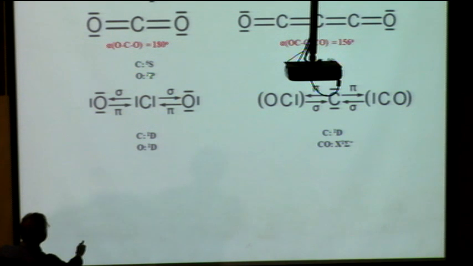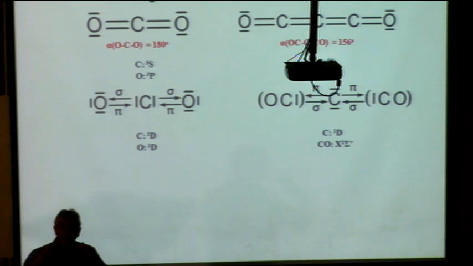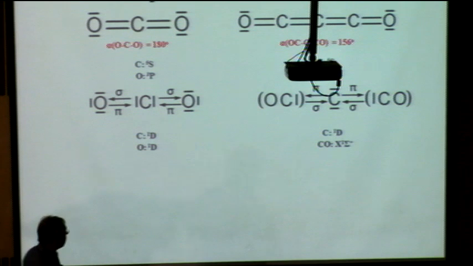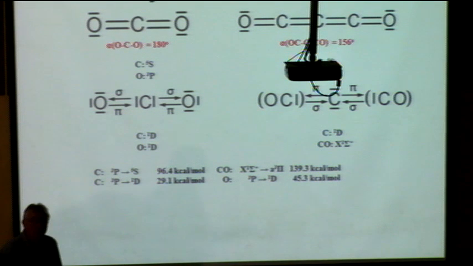So let's see how much energy we have to put in and how much energy we would get out from the bonding. And here are the values. In order to get the quintet S state, you have to pay 96 kcal per mole. For the singlet D state of carbon, 29, and for the singlet D state of oxygen, 45. For this triplet state, 139.3. And now we see what the different bonding situations would give you.